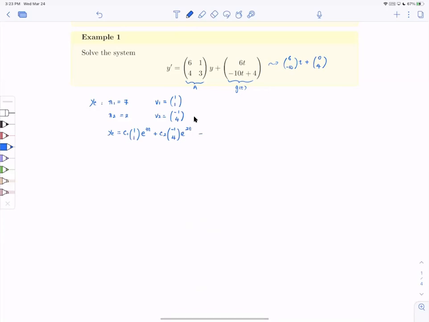If you want to write it as a fundamental matrix, it's going to be e to the 7t, negative e to the 2t, and then e to the 7t, 4 e to the 2t, and here you have c1, c2. That's your complementary solution. Now you need to guess your yp. You need to guess it based on this.